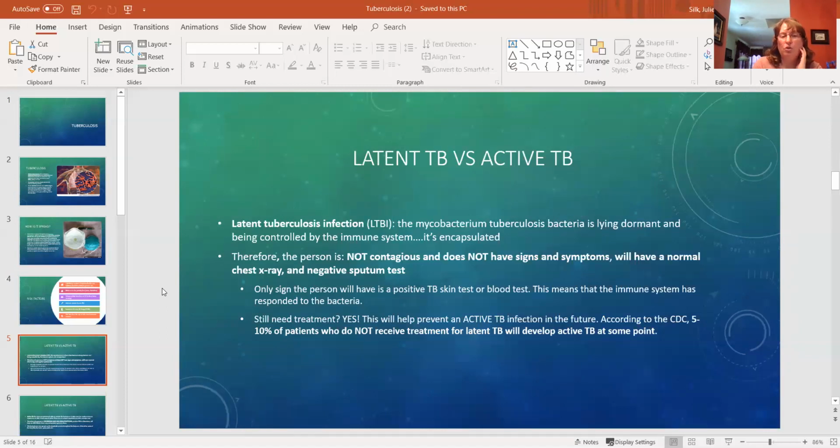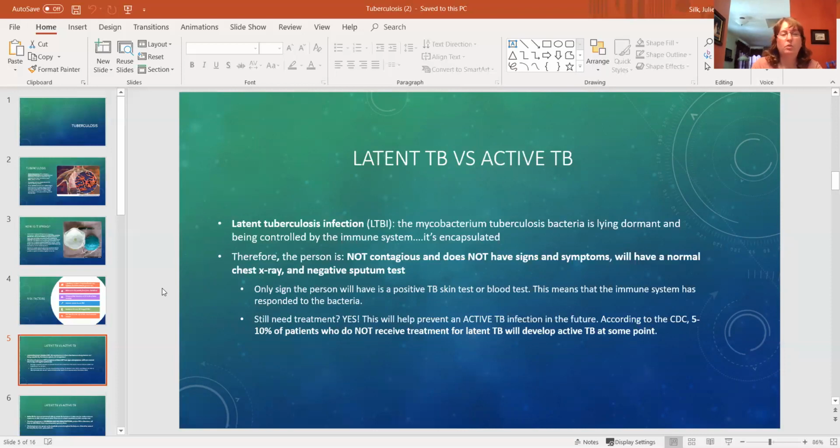You would have a normal looking chest x-ray and a negative sputum at that time. So the only thing is, this person might have a positive TB skin test or blood test if you ran that. So this means that the immune system has responded to the bacteria. And then on this slide, it says, hey, do they still need treatment? Well, definitely, yes. This will help prevent active TB in the future.